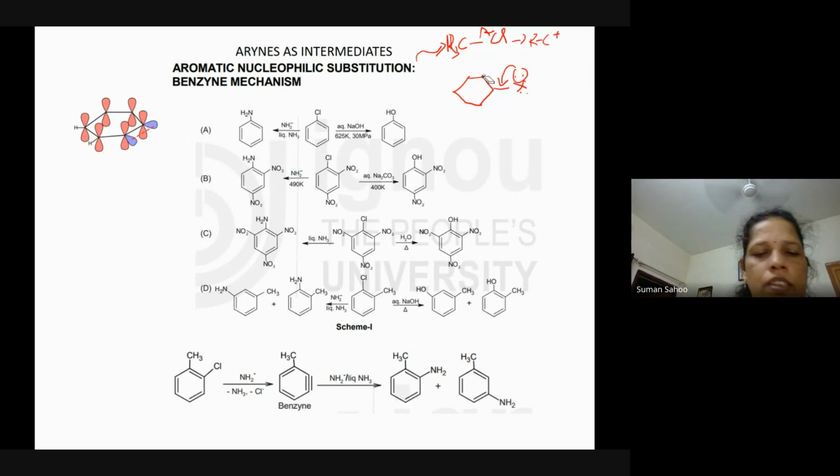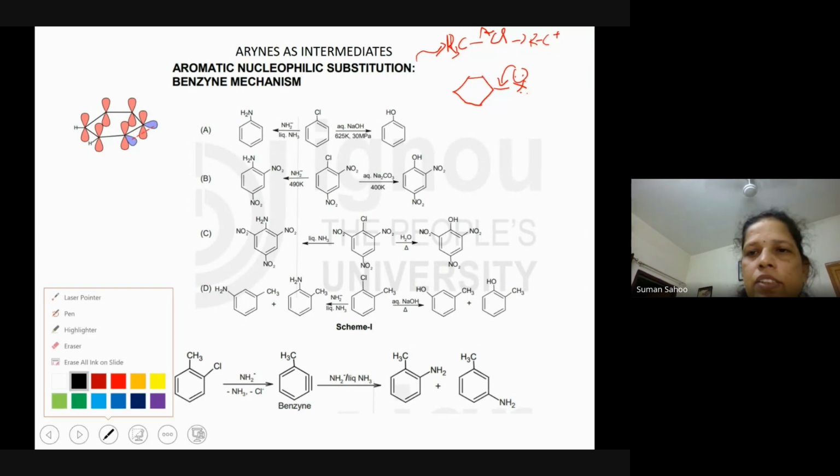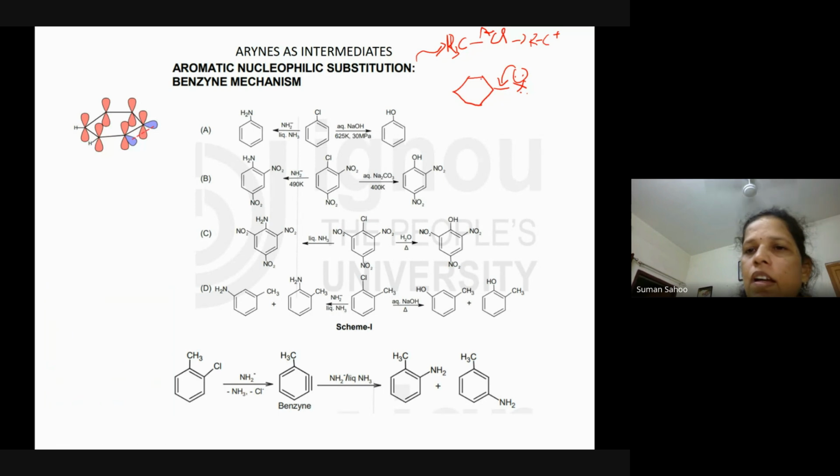Because the lone pair of electrons on this halogen gets delocalized onto this benzene ring. So this acquires a double bond character in the case of your aryl halides. So this bond is difficult to break.